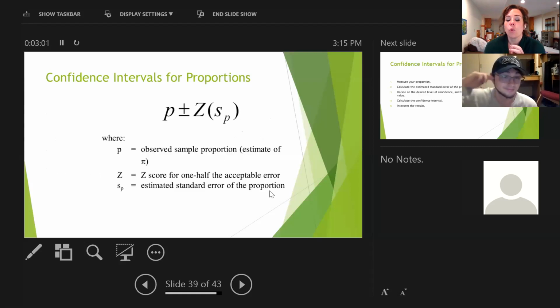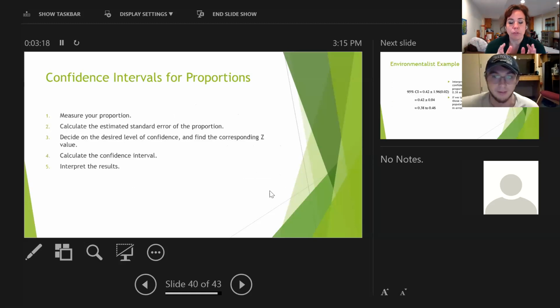Okay. We're doing something very similar to what we did earlier. So the way we calculate a confidence interval is we take our proportion, so it's proportion rather than mean, plus or minus your Z times your standard error of your proportion, okay? So as an example, first you would measure that proportion within your sample. You would calculate the estimated standard error of the proportion. You would then decide on a desired level of confidence, just like we did with the other one. Find the corresponding Z value, calculate the confidence interval, and then make sense of your data, interpret it, so to speak.